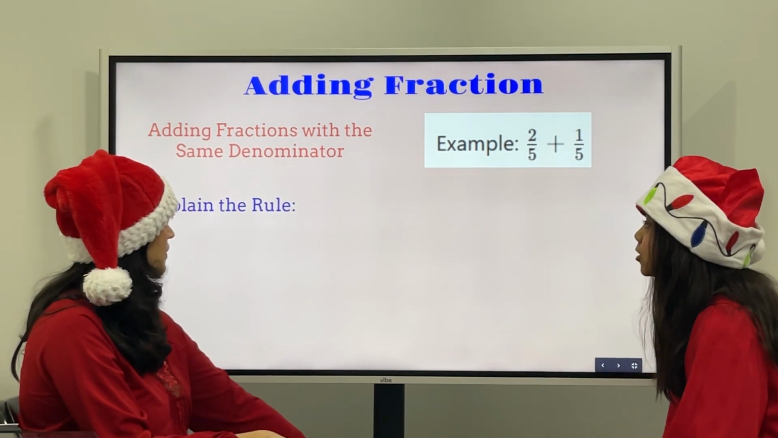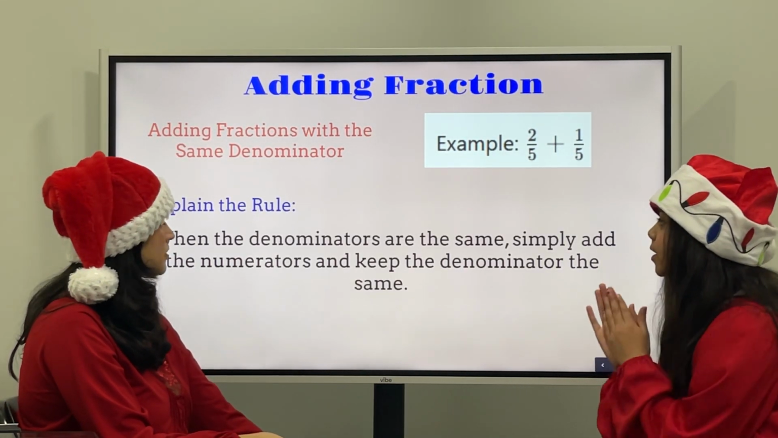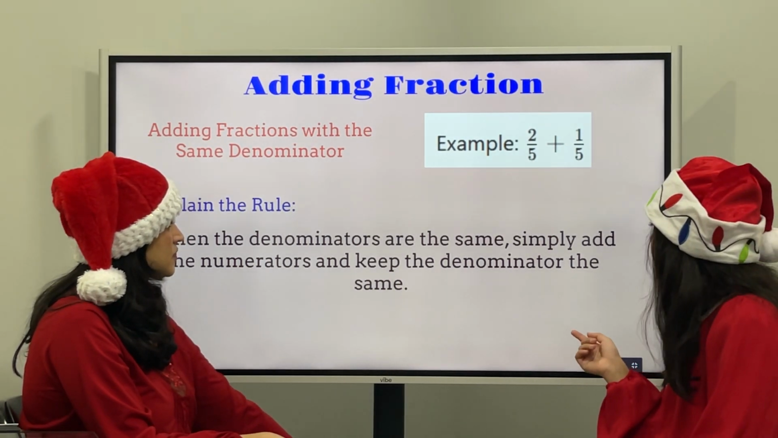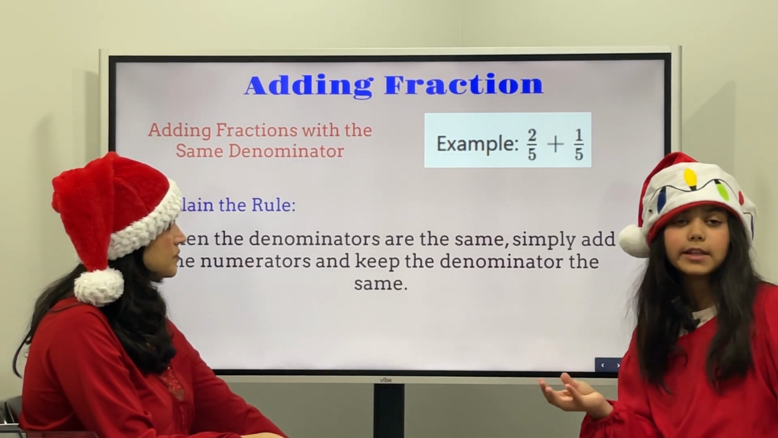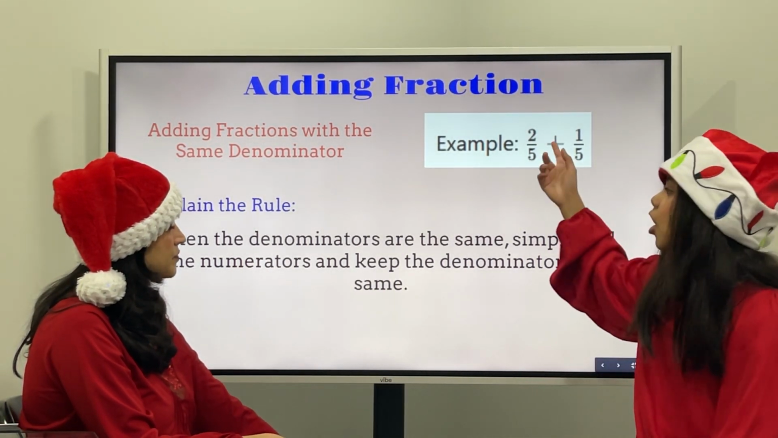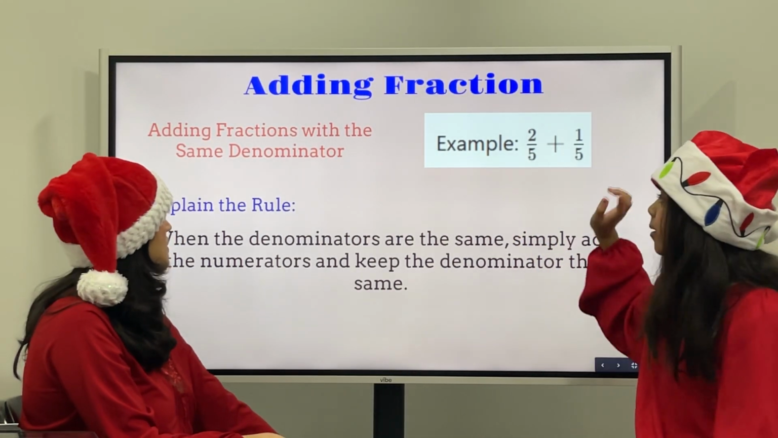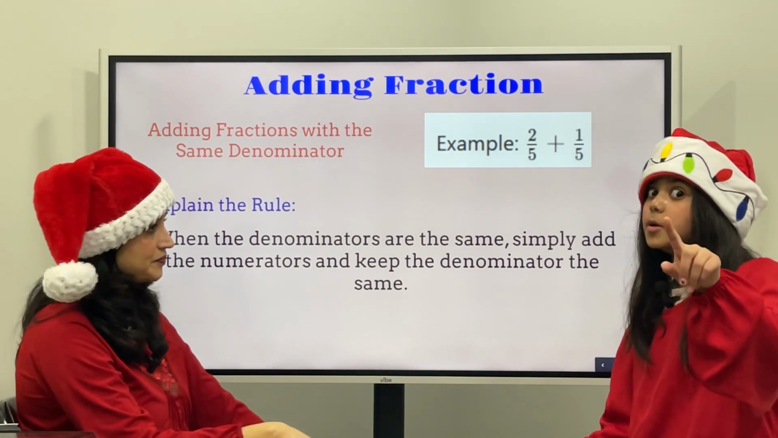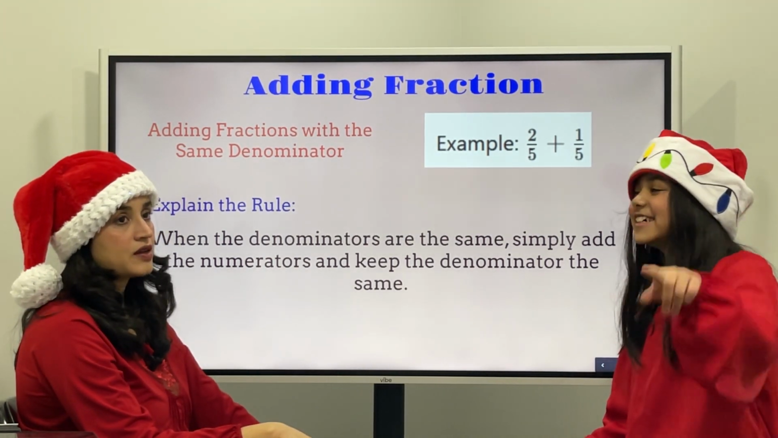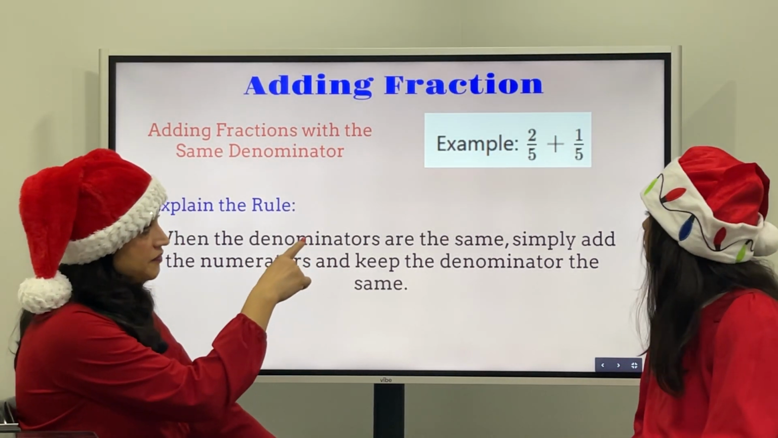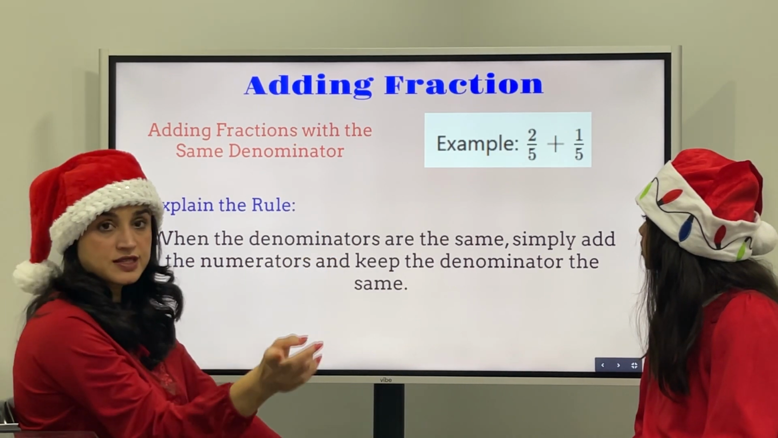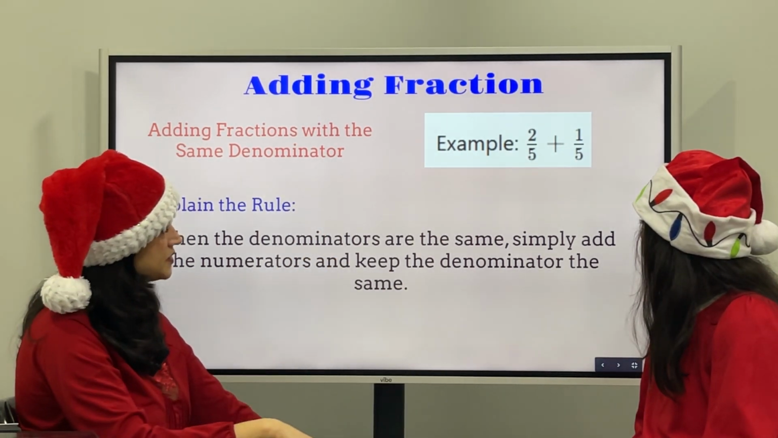So let's explain the rule. When the denominators are the same, you simply add the top numbers, the numerators. You don't have to add the denominators, so it's not simple addition across. Here you see 5 and 5. The denominators are the same. So what will be the answer, Lina?